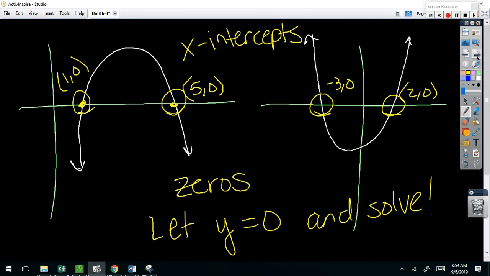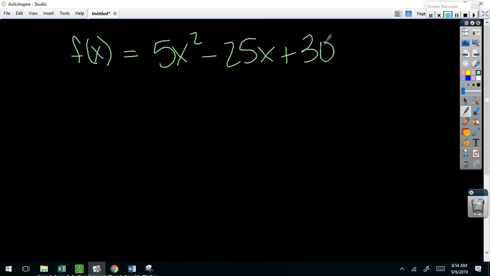So what we're going to do is look at some equations of parabolas. Let's say, for instance, f of x, remember that's just function notation. It's the same thing as y, right? Let's say I said f of x equals 5x squared minus 25x plus 30, and I told you to find the zeros. What could you do?